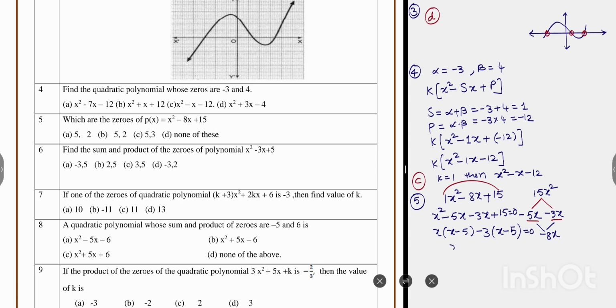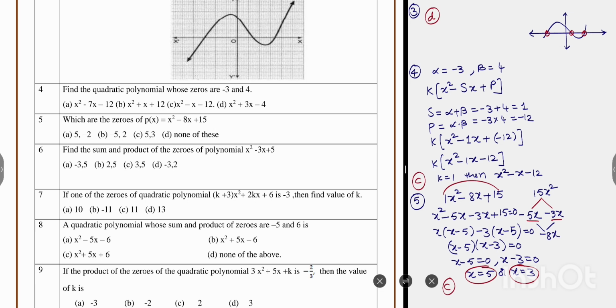Is equal to 0. So (x minus 5) into (x minus 3) is equal to 0. So x minus 5 is equal to 0 one time, x minus 3 is equal to 0 one time. So x is equal to 5 or x is equal to 3. So the two zeros are x is equal to 5 and x is equal to 3. 5 and 3 are in which option? Option C is correct.